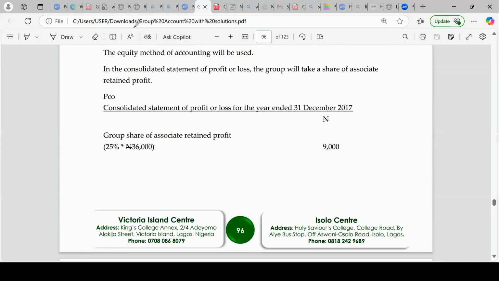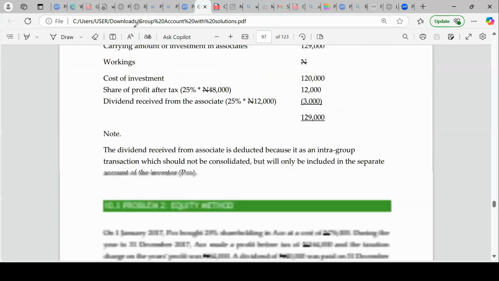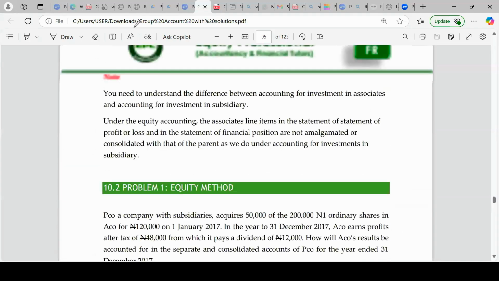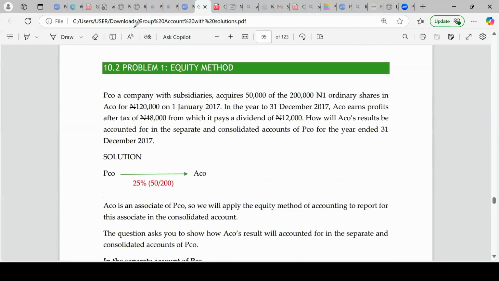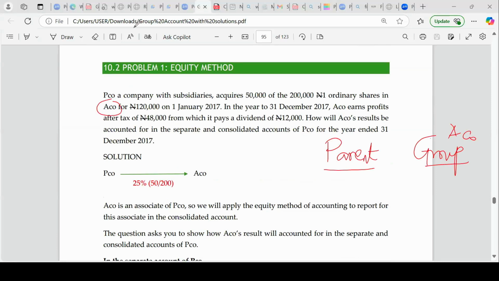All right, let's look at this together. Okay, all this lengthy solution. Let's look at it together. First of all, in the separate book of PICO, in the separate book of the parent, and then we'll look at it from the perspective of the group. Now, you will treat ECO as part of the group, only that ECO will be treated as an associate, investment in associate. I'll come back to this.